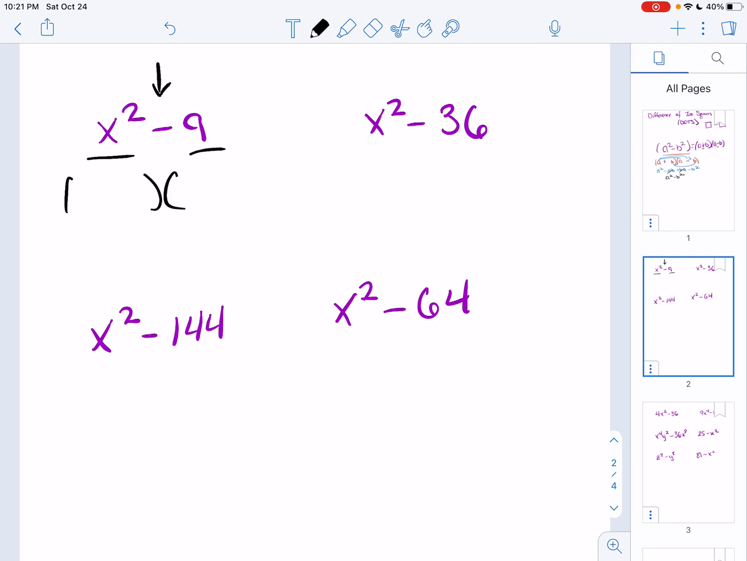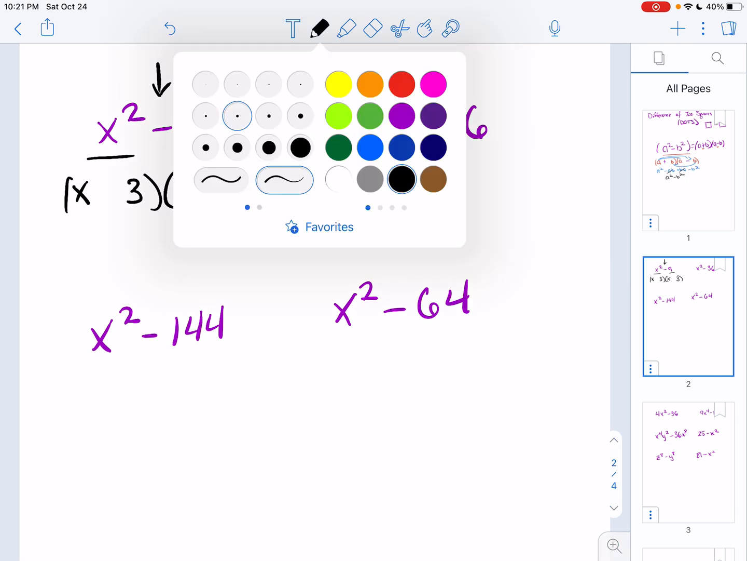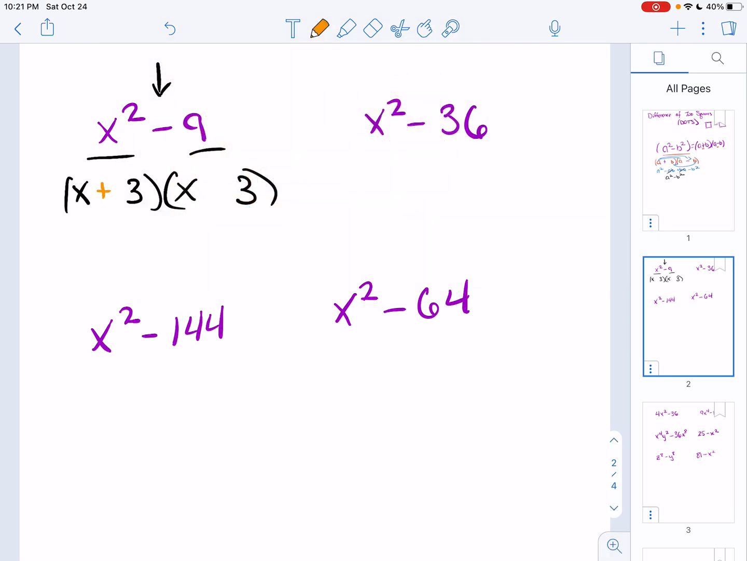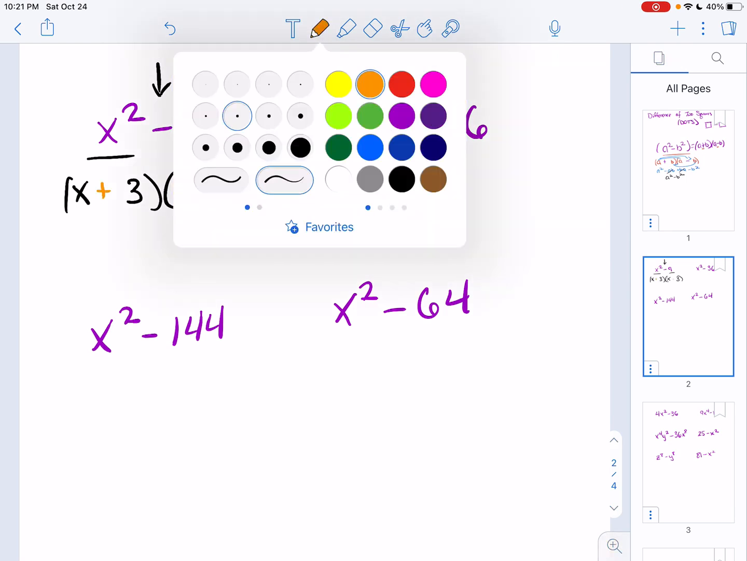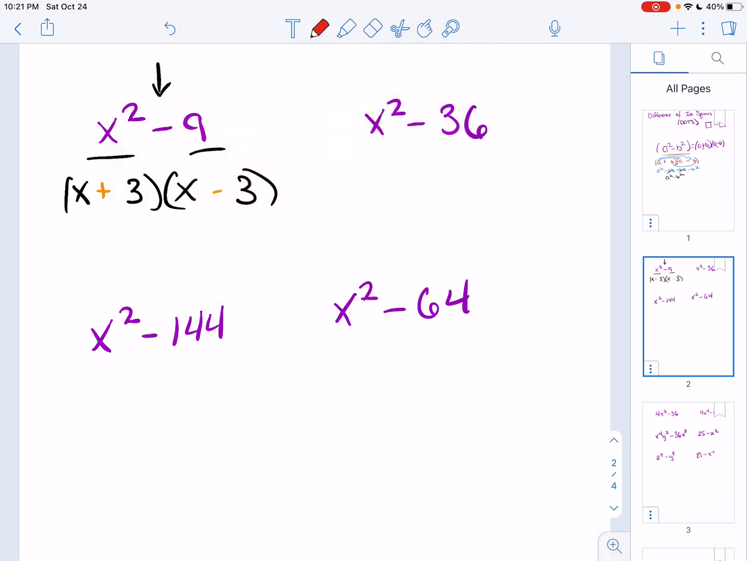We put our two brackets here. What's the square root of x squared? x. What's the square root of 9? 3. And I need a plus, and I need a minus. Done. Next one, x squared minus 36.